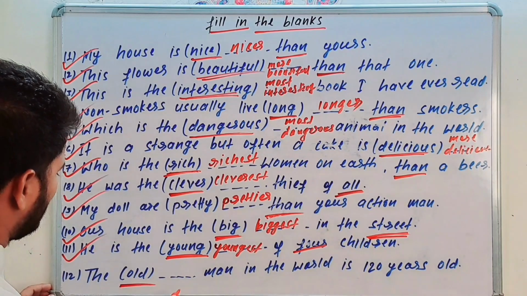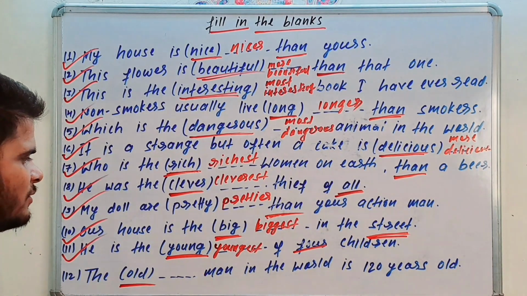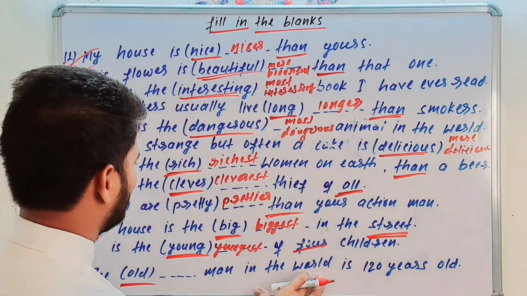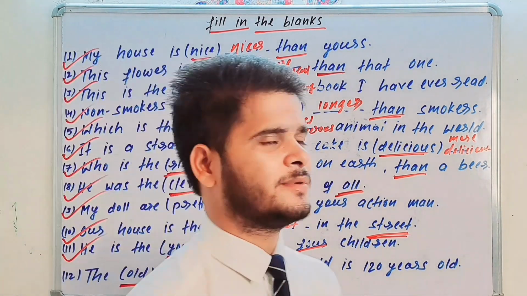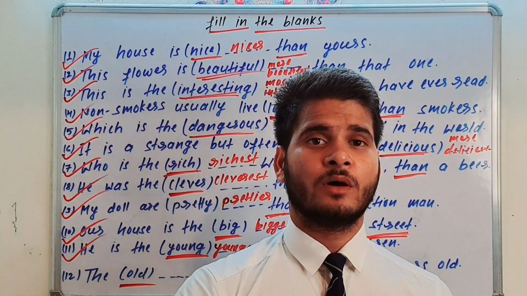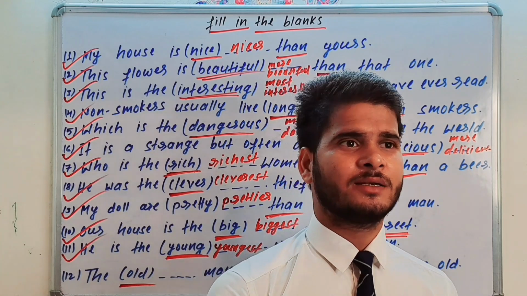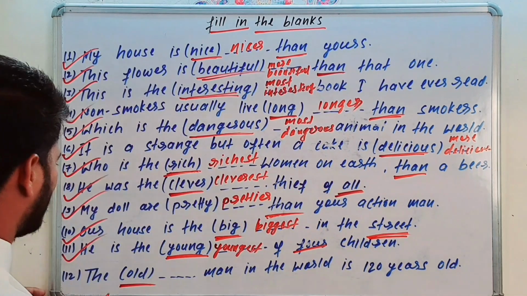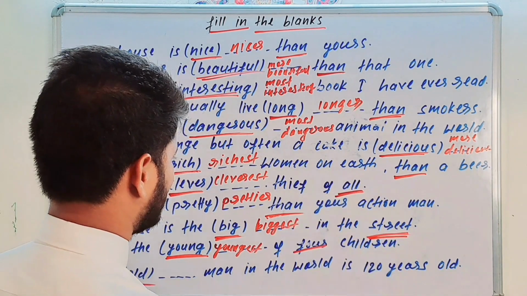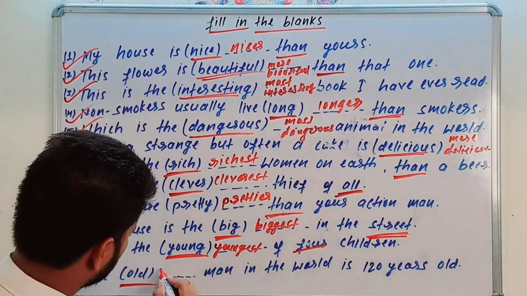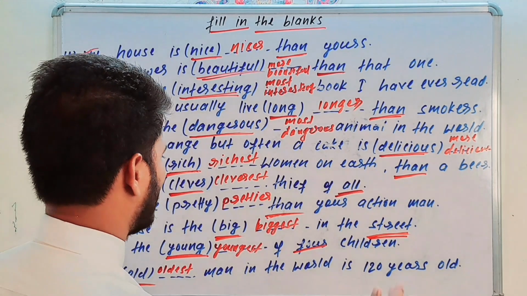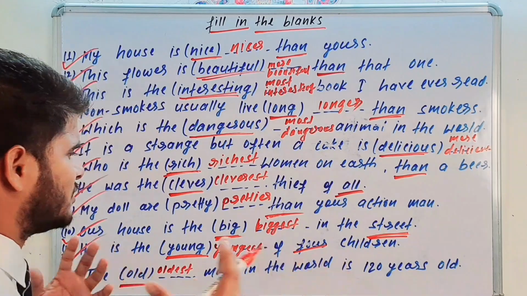There is one option: old. The oldest man in the world. So just as I told you, in the superlative degree we select one in all, one on the earth, one in the world. Like that, for making a world record, like the best. The oldest man in the world is 120 years old.